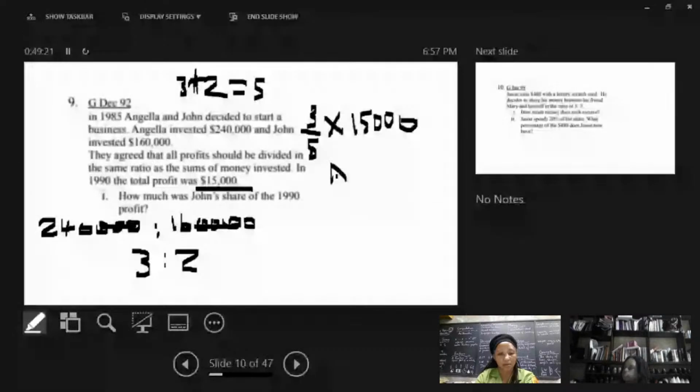All right. So this is for Angela, because she invested the bigger amount, right? Yes, miss, because she's a material girl. 9,000.